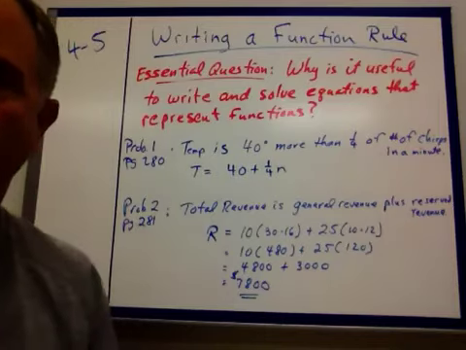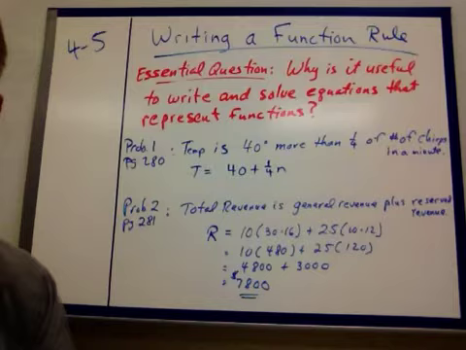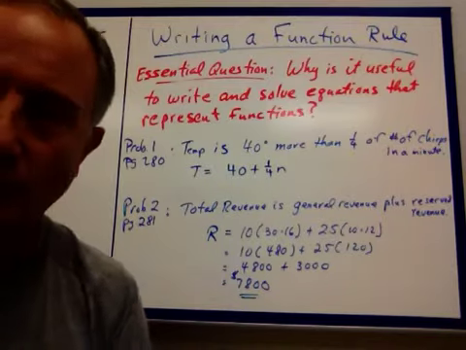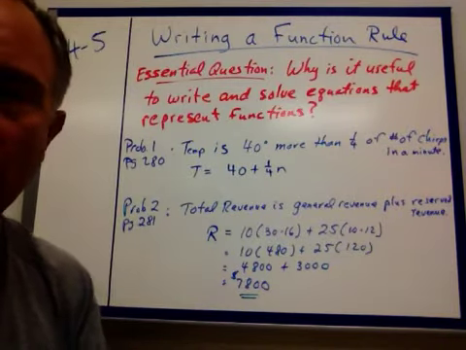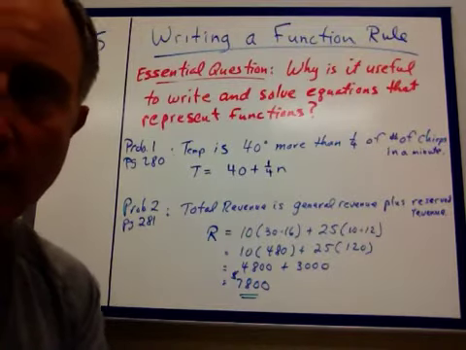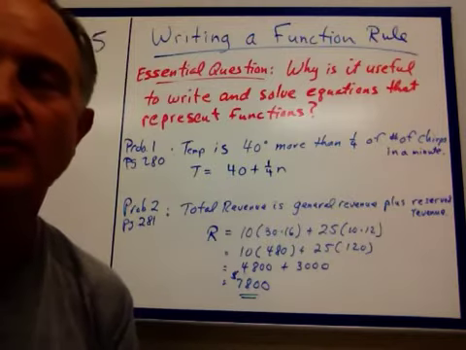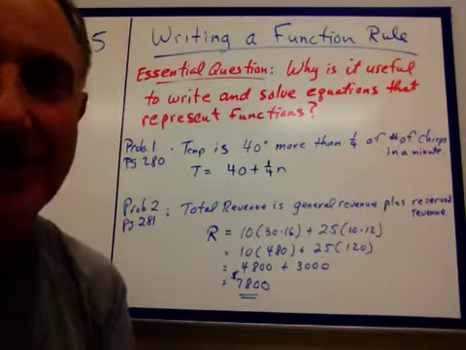Alright, Algebra 1, here we go. We're going to continue on 4-5, writing a function rule. We've been talking about writing rules, writing equations. We've been doing them for expressions so far, little smaller type equations. Now we're going to look at word problems that you have to read, okay?